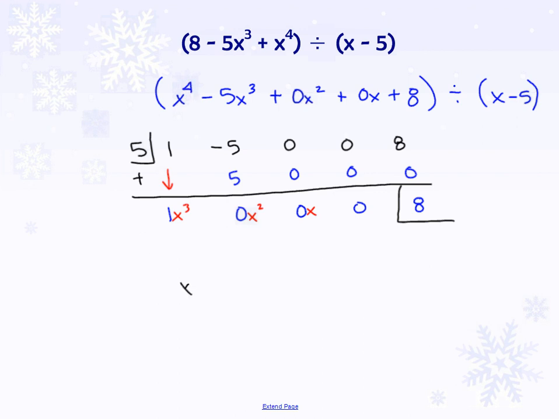So I have x to the third. I don't have anything else after that until I get to my remainder. My remainder is positive, so it's plus 8 over my divisor, x minus 5. So that's my final answer.